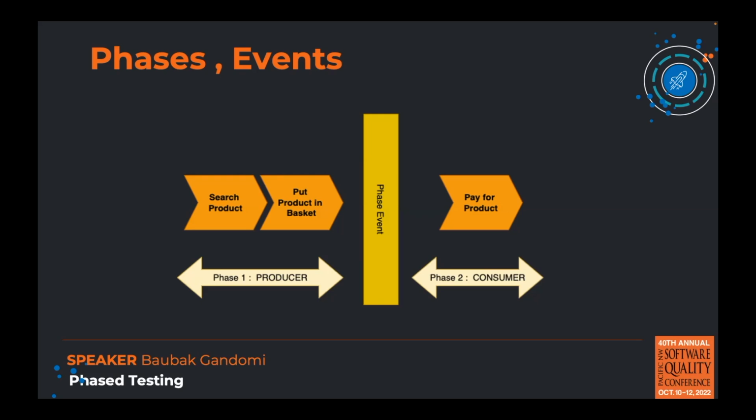And we have the notion of phases. We have two phases: one is a producer and one is a consumer. The producer phase is all of the steps that happen before a phase event, before the system change. And the consumer phase is all of the steps of a scenario that are executed after a phase event. So if our phase event happens after we put the item in our basket, the first two steps are in the producer mode, and the last step will be in the consumer mode.